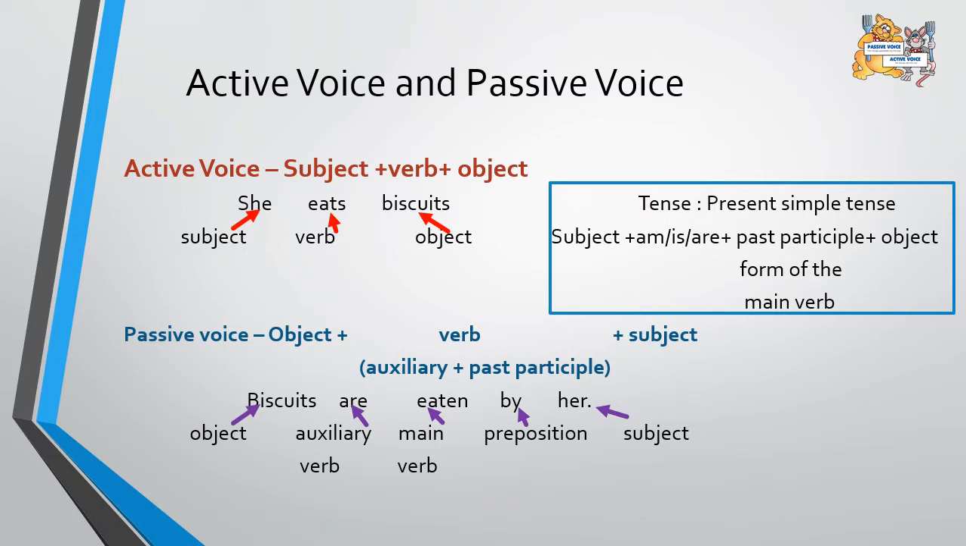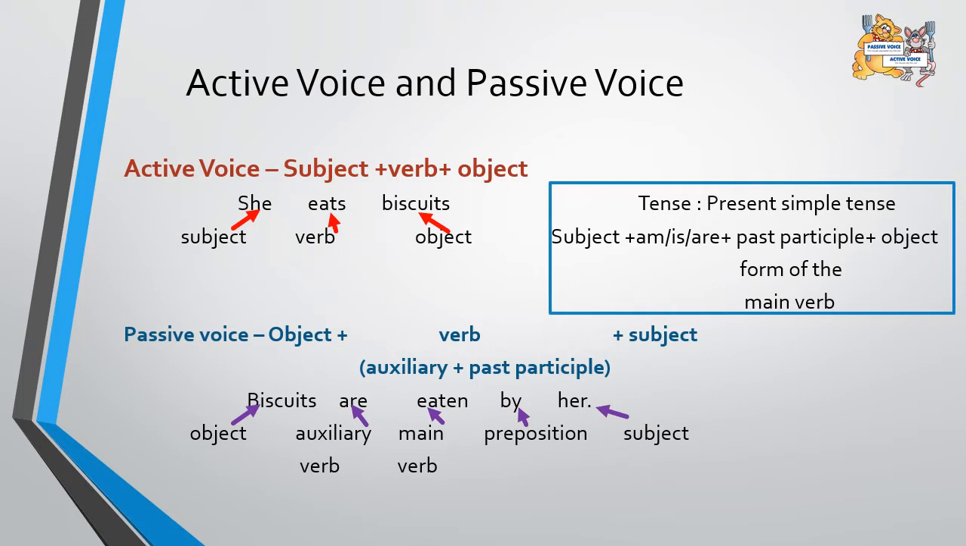This sentence is in present simple tense. So the passive voice formula of present simple tense is subject plus am, is, or are plus the past participle form of the main verb plus the object. Now let's find the answer.